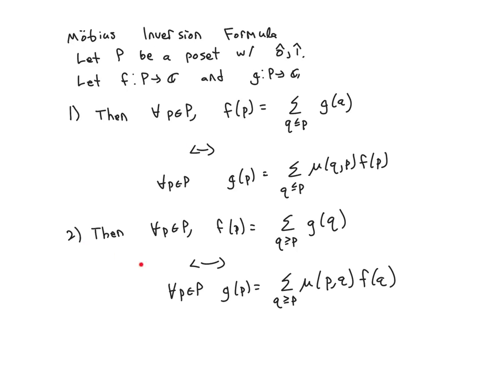Likewise, there's this dual version, where the only difference is I've replaced the inequalities the other direction. f of p is the summation over all greater values, g of the greater number, if and only if g is computed by summing over the larger values, mu of pq, f of q. And usually the way to keep these straight is that we remember that for a function applied to an interval, this first number has to be the smaller one. And so that tells you where to put the variable.